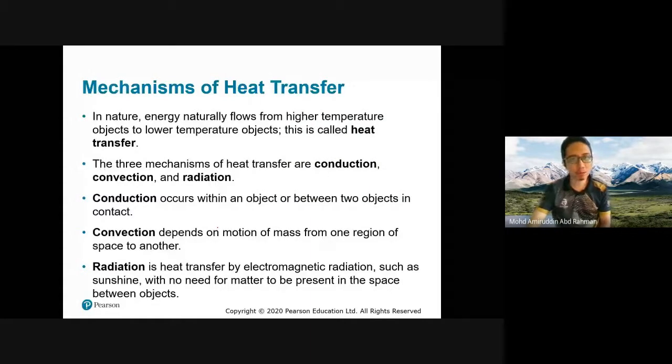We also have the mechanisms of heat transfer. In heat transfer, the energy naturally flows from a higher temperature object to a lower temperature object. There are three mechanisms of heat transfer: conduction, convection, and radiation. Conduction is when two objects are in contact with each other. Convection depends on the motion of mass from one region of space to another. And radiation is heat transfer by electromagnetic radiation, such as sunshine.